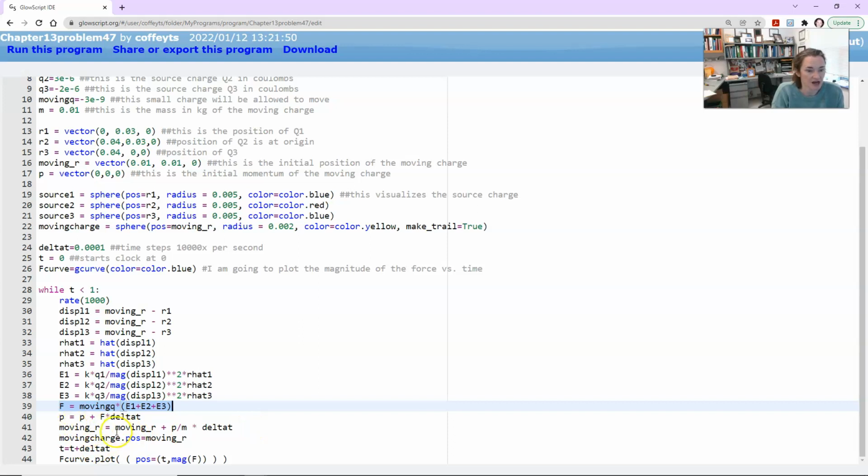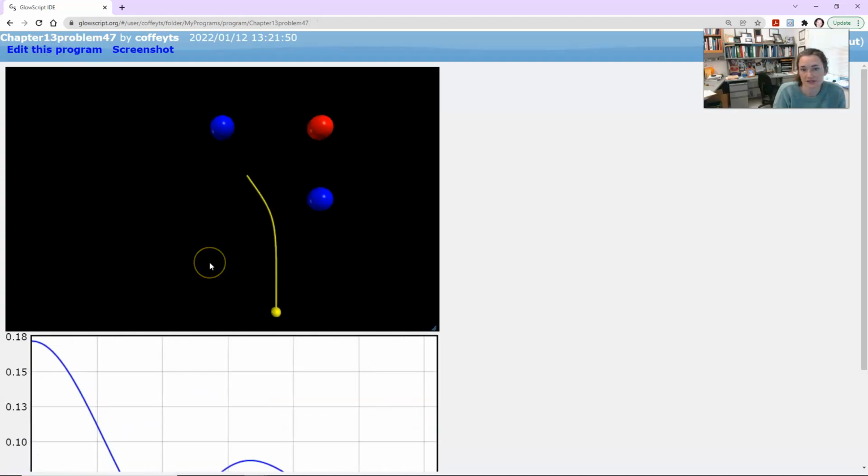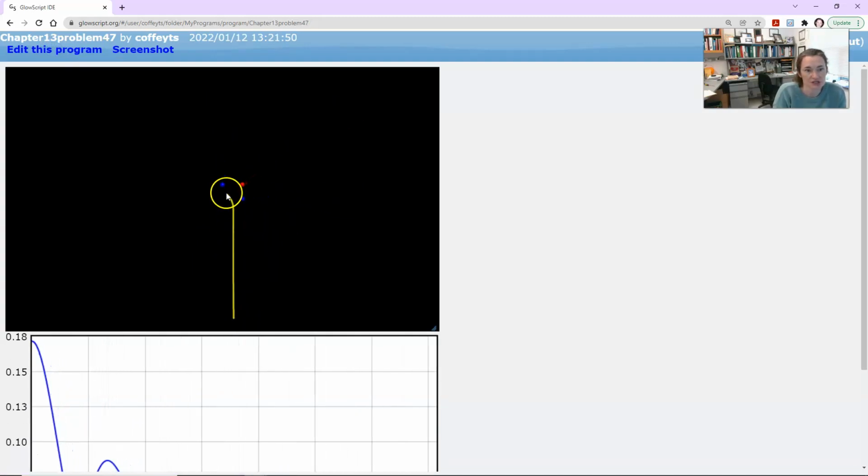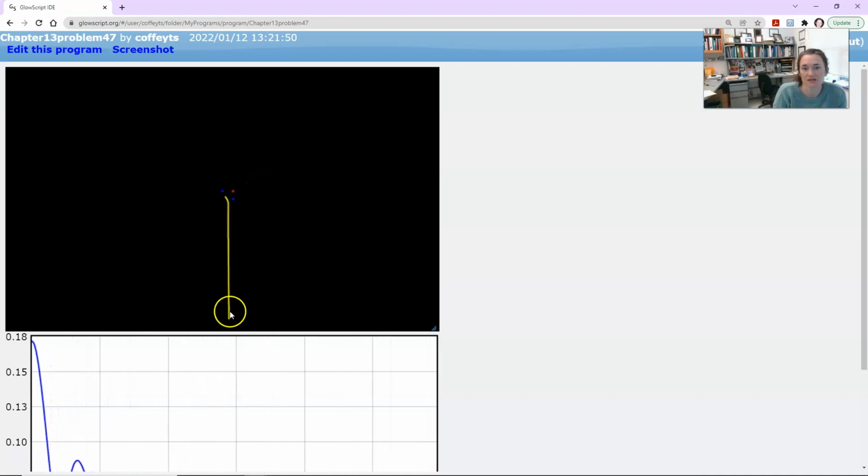And then I update the value of where my charge is displayed by saying that moving charge.pos is equal to my vector moving R. Okay, so that moves the actual visualization to the new location. I increment my time step, T is equal to T plus delta T. I plot on my force curve what my new value of the force is, and that's it, and that's done. If you run the code, there it is. Okay, it shows the position, the trail is turned on so you can see where it was, and the particle moves. Okay, so that's that.